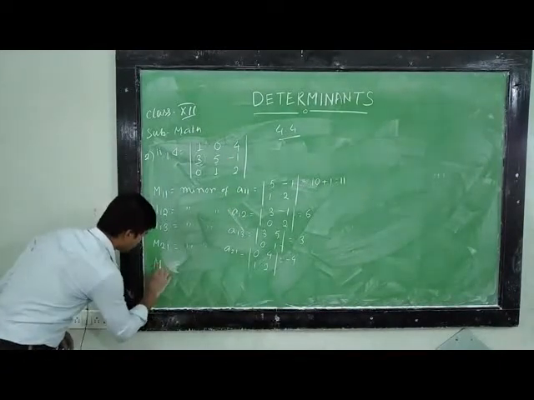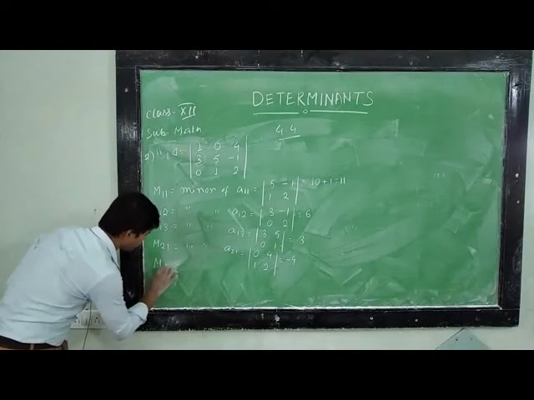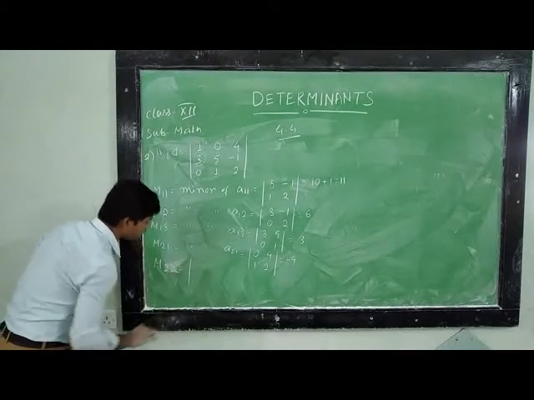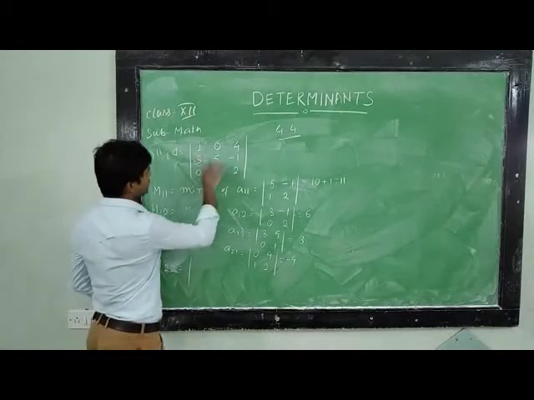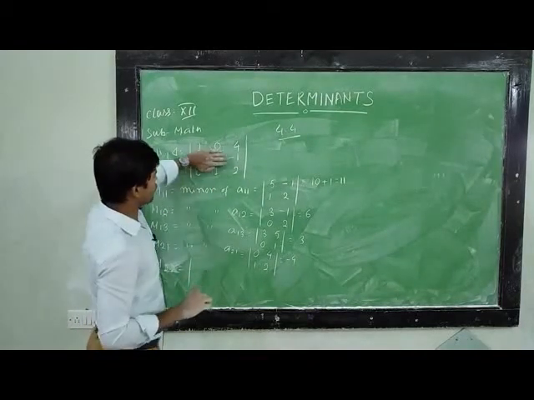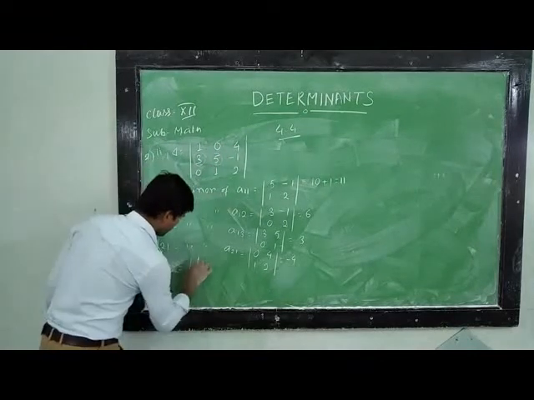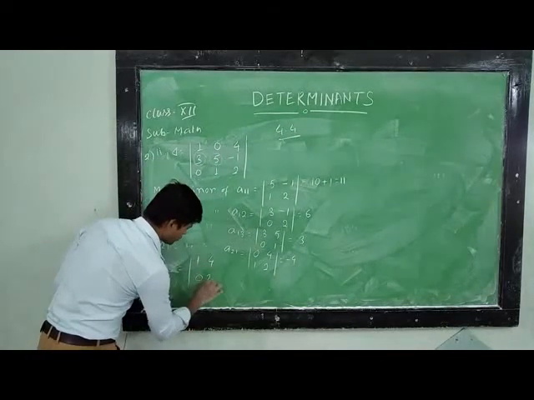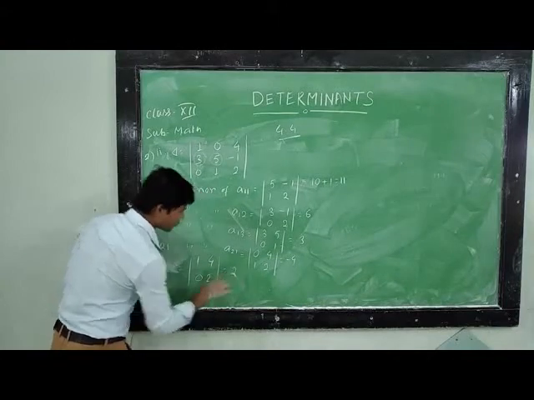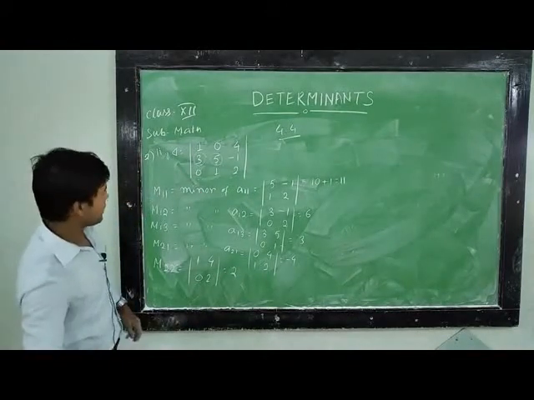Similarly, M22 means corresponding to this element. So cover this row and this column. 1, 4, 0, 2, that is equal to 2. Okay.